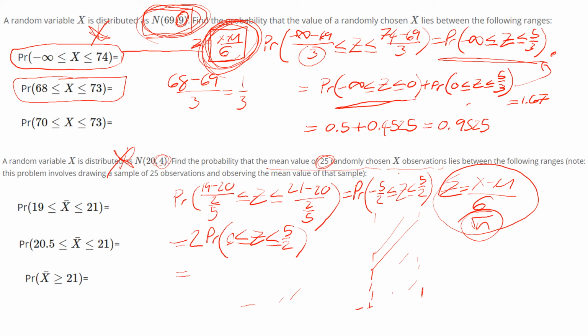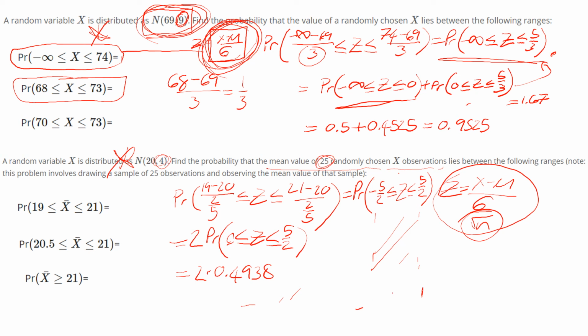In terms of that value, it is given by 0.4938. So multiply that by 2, and we have the probability that X bar lies between 19 and 21. The rest of the problems follow a similar approach. We can quickly pause on the very last one over here, just to give you a sense of how to think about this graphically.